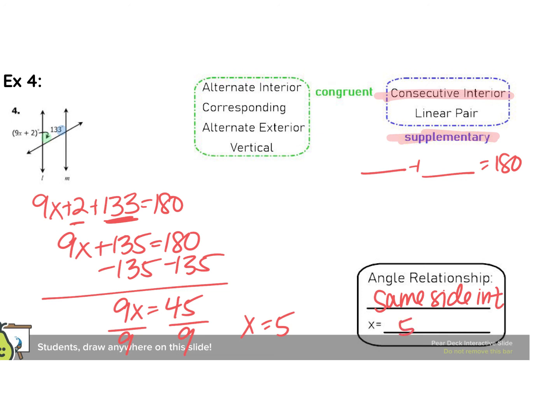Okay, so that's it for 2.5. Like I said, we're just taking everything we learned in 2.4, applying it to parallel lines, and that gives us these new relationships to explore.